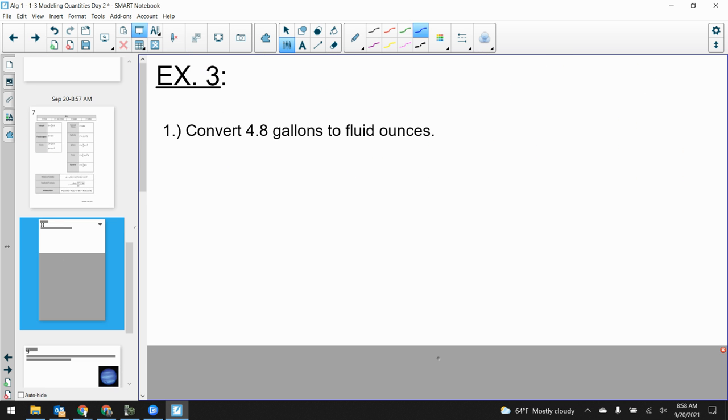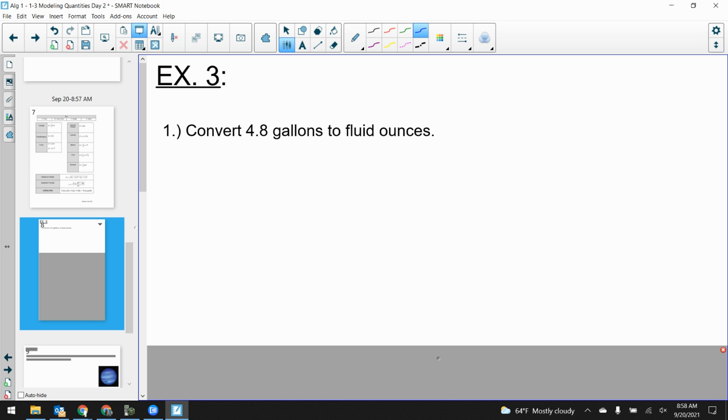Just a fair warning, we're going to get through 1, 2, and 3 on our top portion. Then I'm going to skip to the bottom and then the back. So let's get to it. Let's convert 4.8 gallons to fluid ounces.